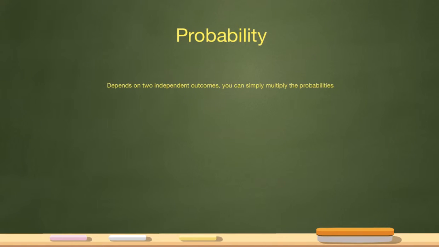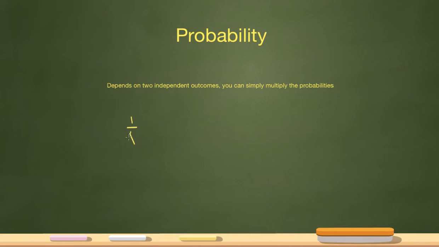In cases where you have probability that depends on two independent outcomes, you can simply multiply the probabilities. So for example, let's say you're going to flip a coin twice, and you want it to be heads both of the times. So my first throw, when I first flip it, my probability of getting heads is 1/2. And then when I flip it the second time, my probability of getting heads is also 1/2.